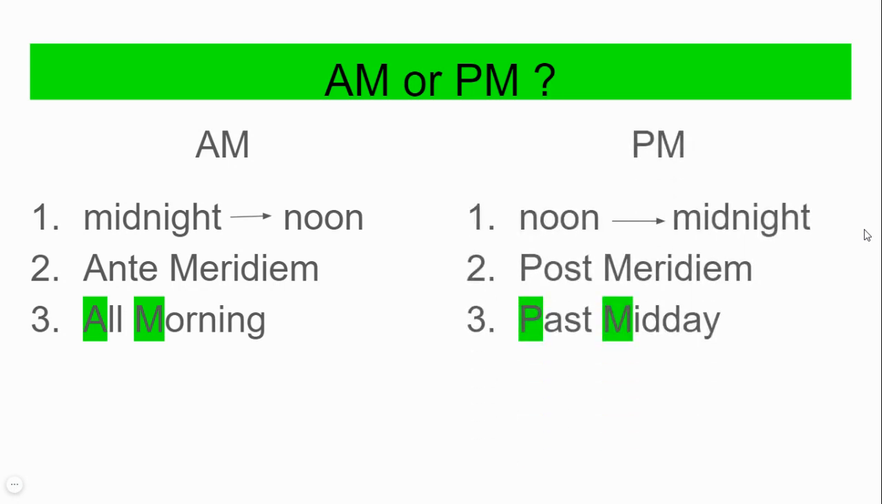PM is from noon until midnight, van 's middags tot middernacht, and it comes from the Latin words post-meridium. Try to remember this one with the words past midday, and midday is a synonym for the word noon.